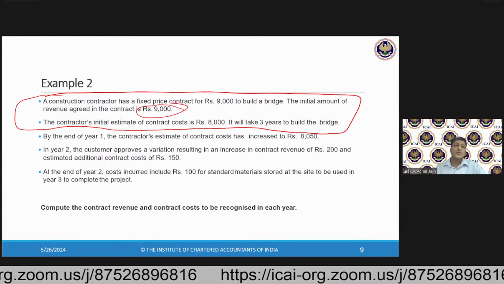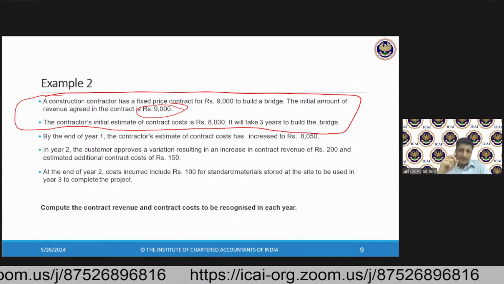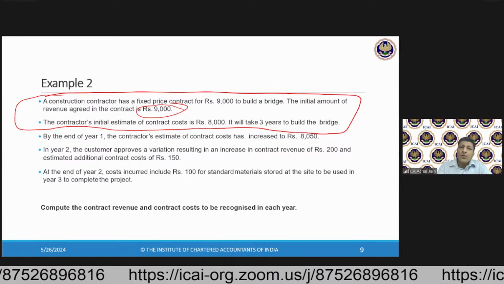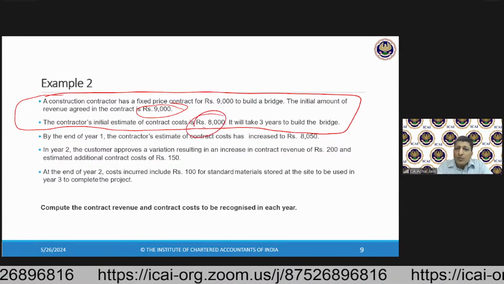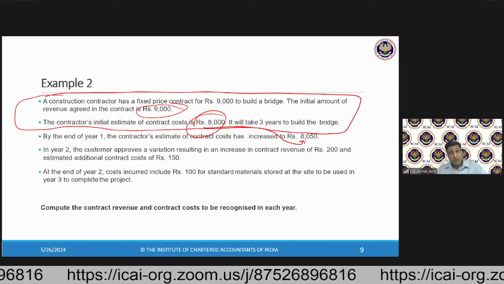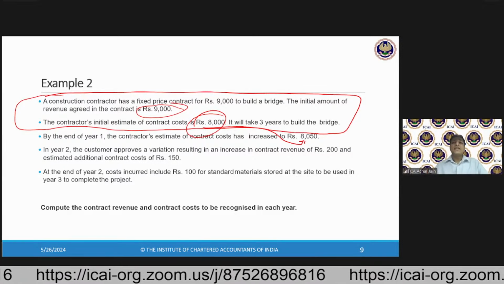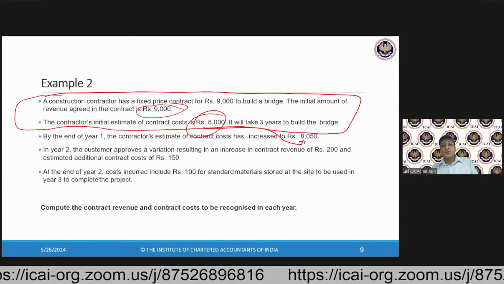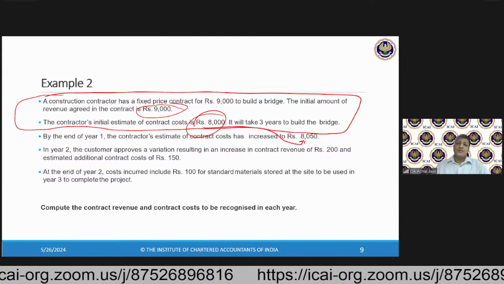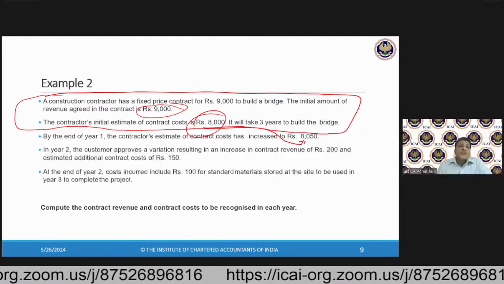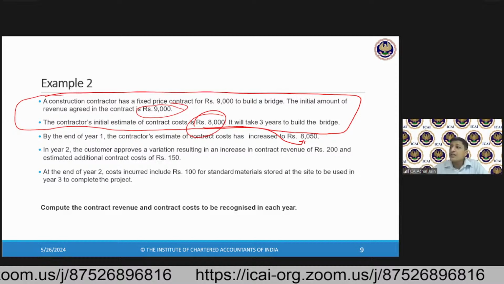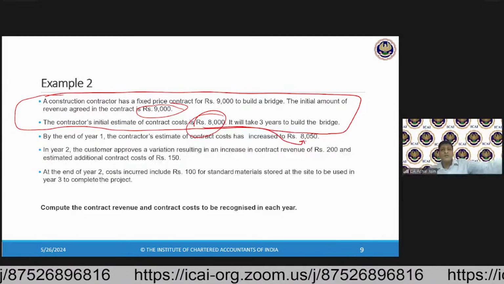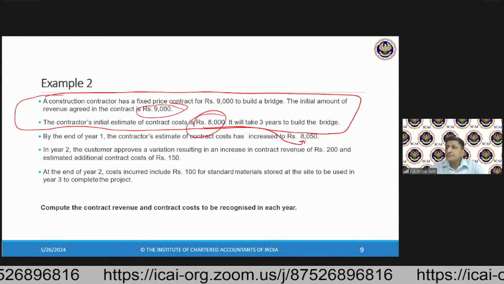Okay. So now moving further, by the end of year 1, the contractor's estimate of the cost has increased. It has gone up from 8,000 to 8,050. Is it possible? Can it happen? Yes. The estimated cost is an estimate, and the estimate we discussed yesterday will be reassessed by the management year on year. At the end of the year, they found that the amount initially estimated is lower, so they will have to increase the estimate. Contract revenue may be fixed, but cost can always go up.